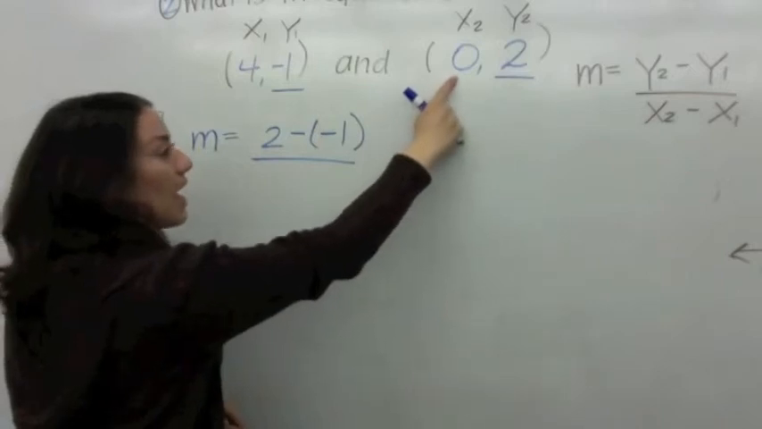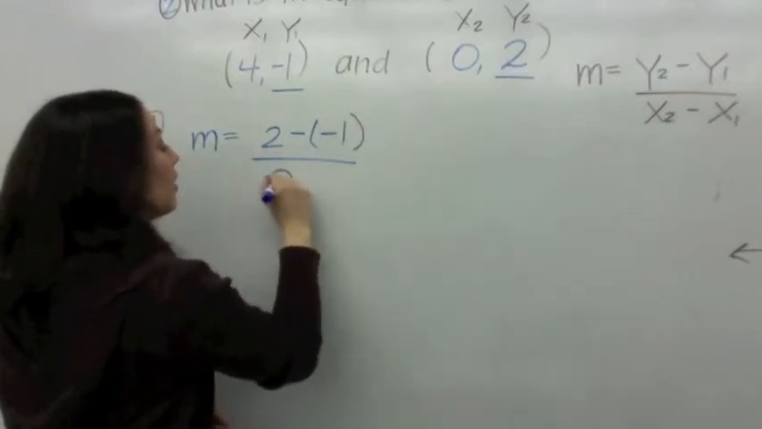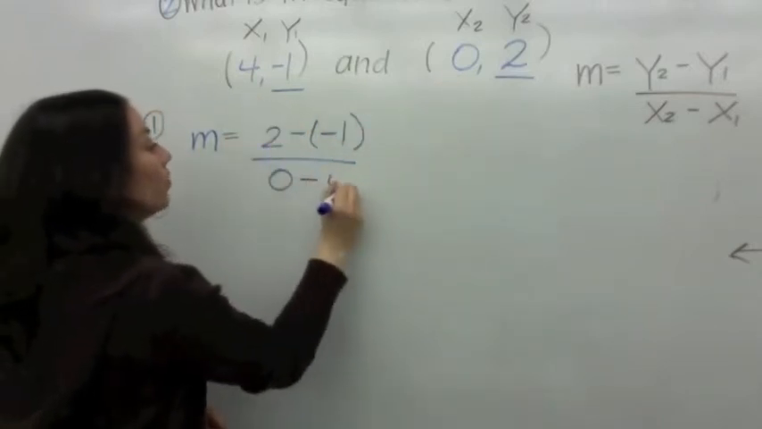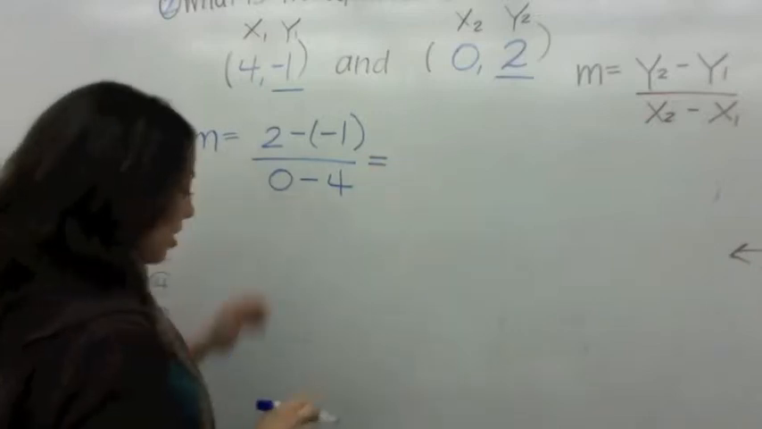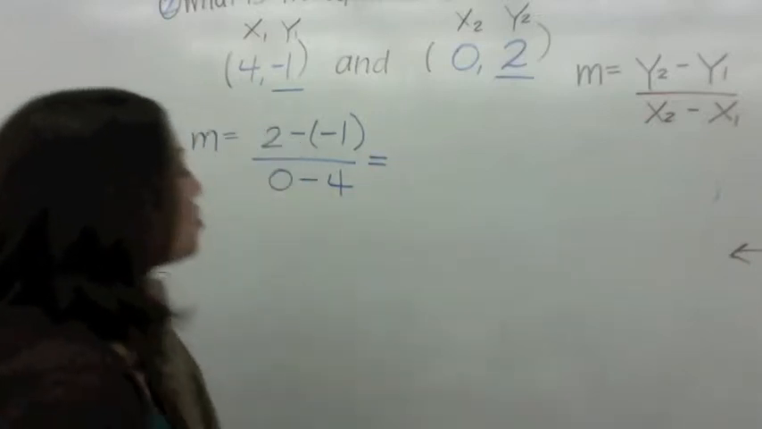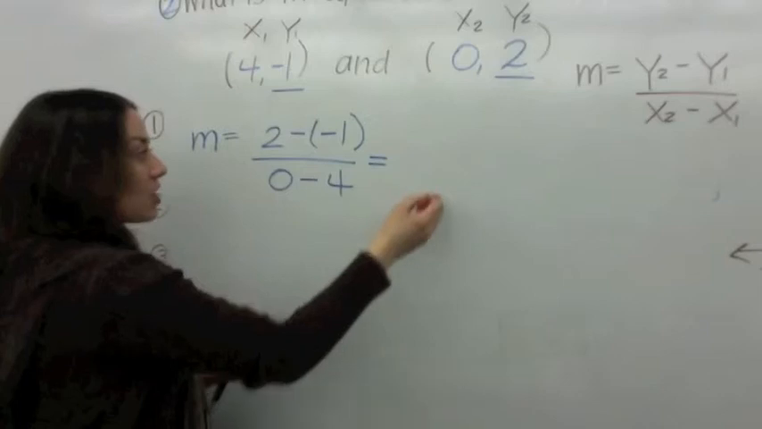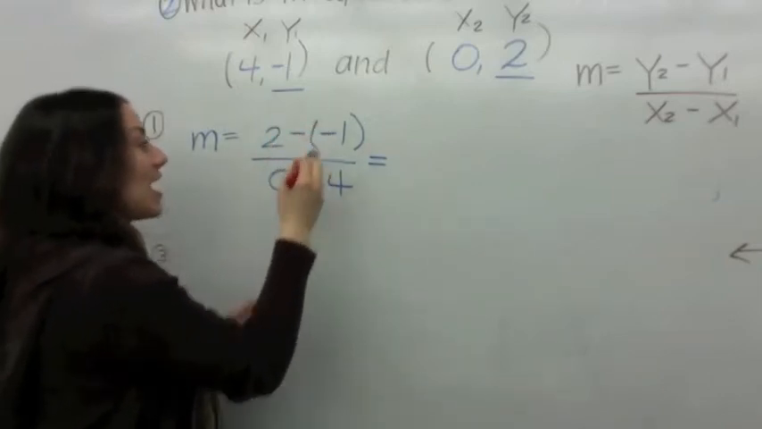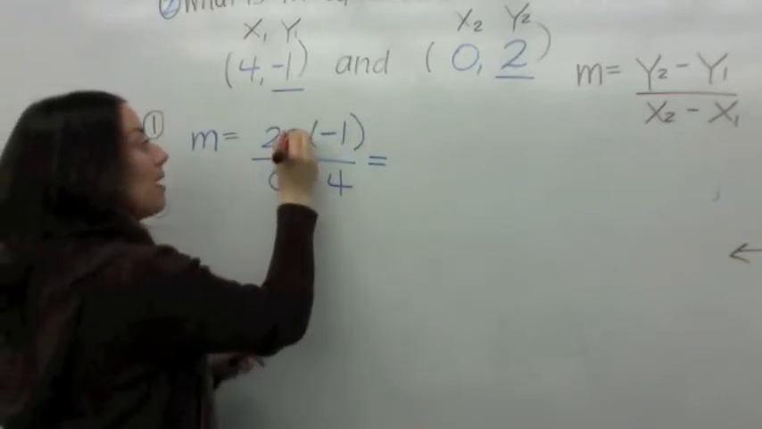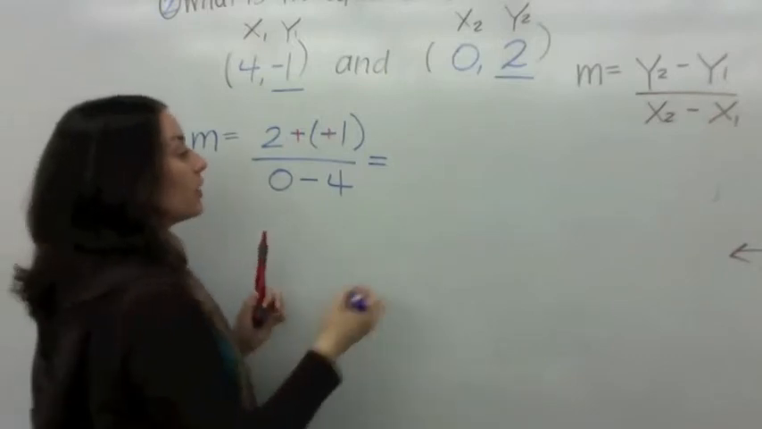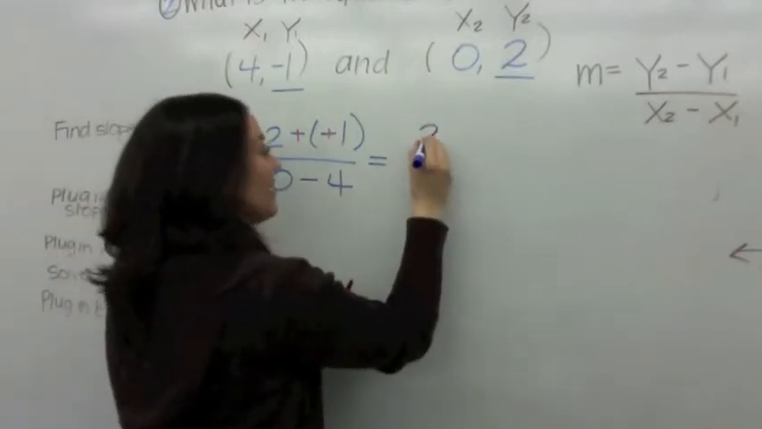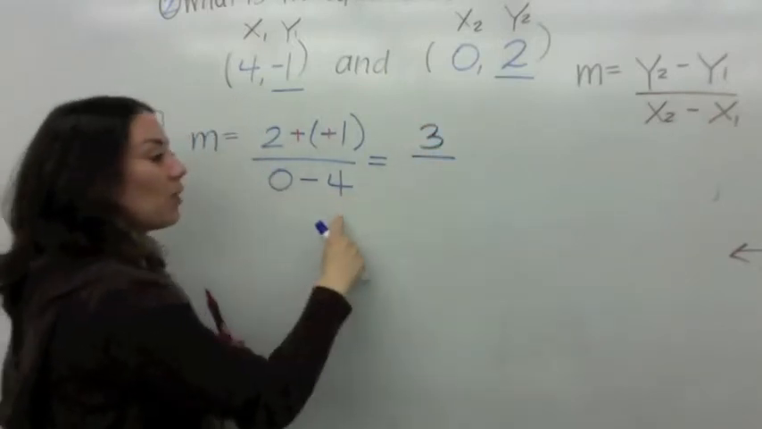Divided by, what is x2? It is 0 minus 4. Very good. So let's go ahead and talk about this. When you are finding this fraction, a negative and a negative, negative times negative makes positive. There you go. So what is 2 plus 1? It is 3. And 0, take away 4.